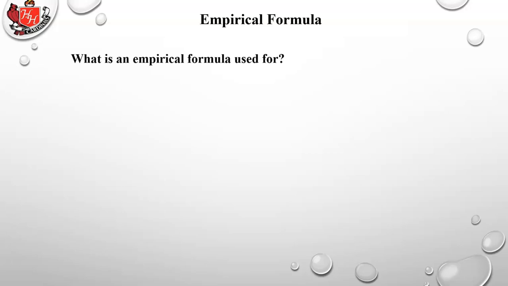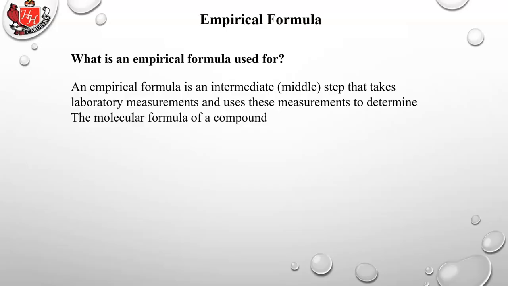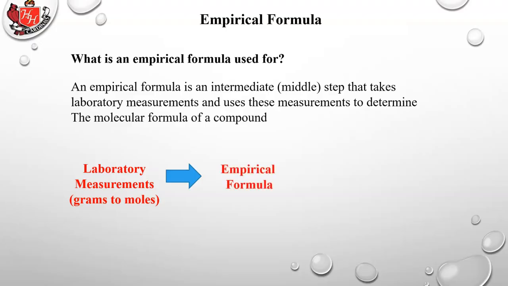So what is an empirical formula used for? An empirical formula is an intermediate middle step that takes laboratory measurements and uses these measurements to determine the molecular formula of a compound. That is the actual formula of the compound. So you take laboratory measurements, and we always get things in grams, usually, in a laboratory. We work in the world of grams, but then we need to convert it to moles. So once we have it in moles, we come up with an empirical formula. If we then know the molar mass of the substance, we can figure out the actual molecular formula of the compound.